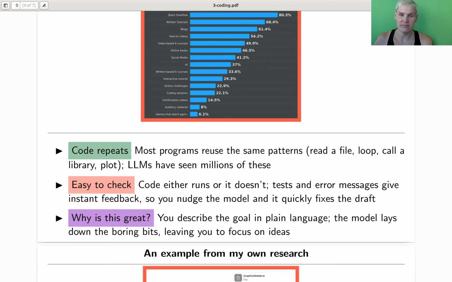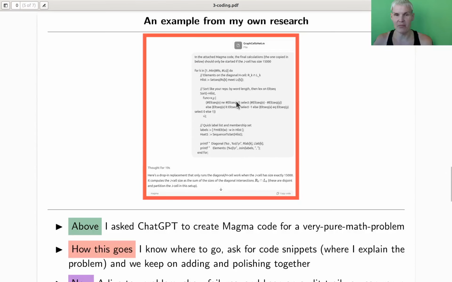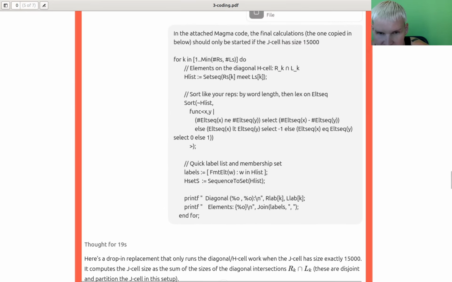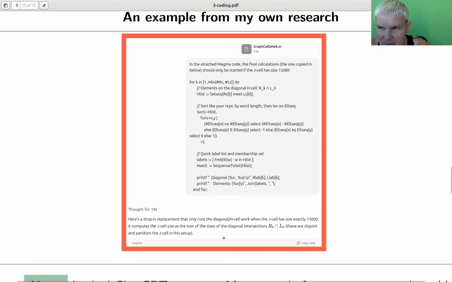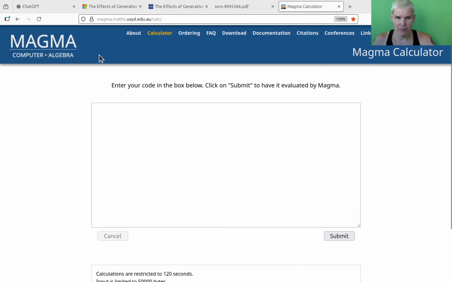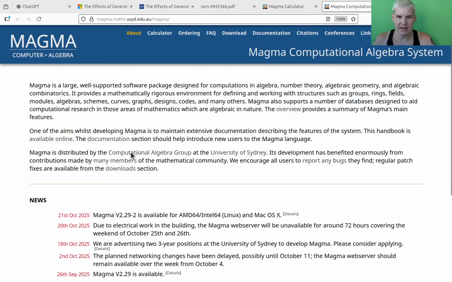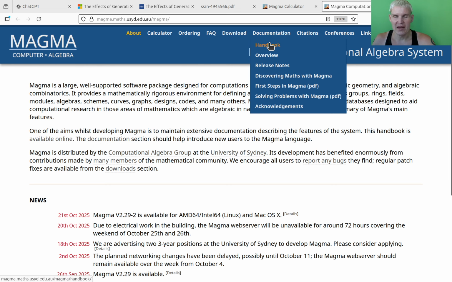So let me give you one example from my own research, and then I will try a live example from research. It will be a toy example because I don't want to blow up the video, but hopefully it will work nicely. Essentially, what I did was in Magma, in case you don't know what Magma is. Magma is, let me pull it up, here you go, Magma, the computer algebra system from the University of Sydney. Very specific, but its documentation exists.